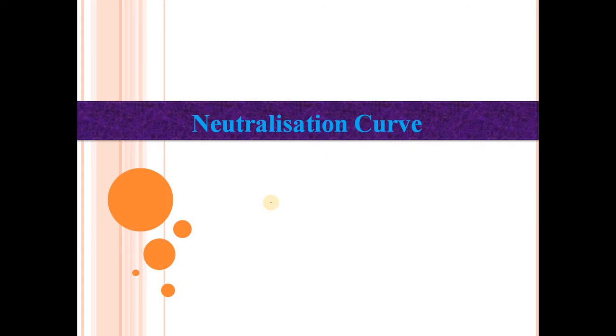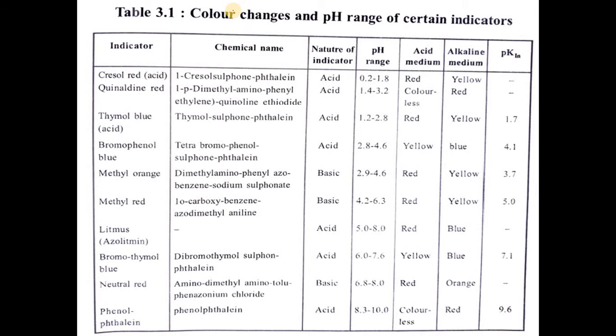First we will see the neutralization curve. Before that we highlight the color change and pH range of certain indicators. There are different types of indicators available: cresol red, thymol blue, bromophenol blue, methyl orange, methyl red, litmus, bromothymol blue, then phenolphthalein. And these are the pH ranges.